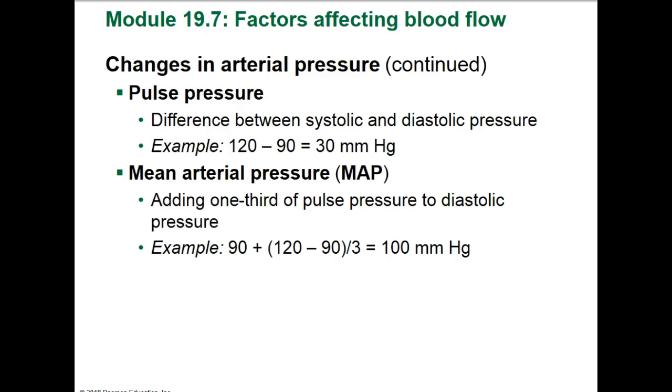And then another important calculation is mean arterial pressure. You add 1/3 of your pulse pressure to your diastolic pressure. Your diastolic, again, is that bottom number. So you take 1/3 of the top number and you add to the bottom number. And these numbers can tell us something about that person's system and their health.